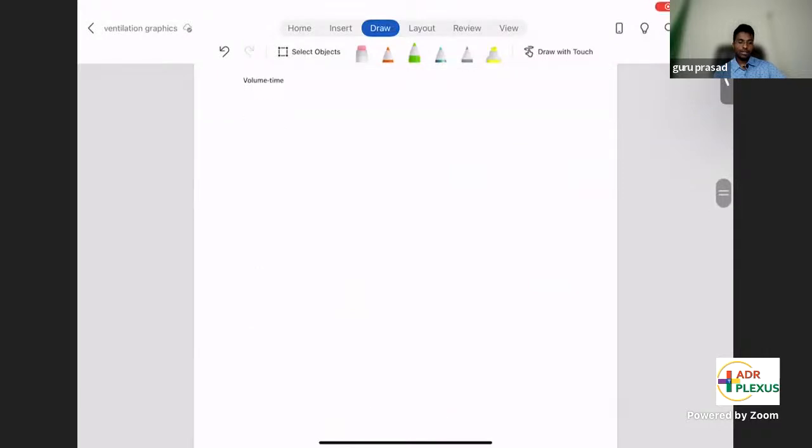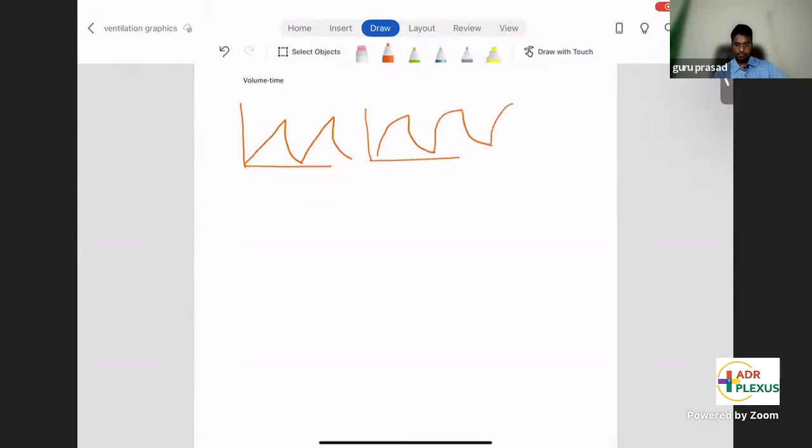Now we will move on to the volume time graph. What inferences can you get? I will give you 2 graphs. You have to tell me which is a pressure control ventilation and which is a volume control ventilation. In this, if you see, nearly at the beginning of inspiration itself, you are reaching the maximum volume. So this is a pressure control ventilation. Whereas when the maximum volume is reached at the end of inspiration, that is called volume control ventilation.